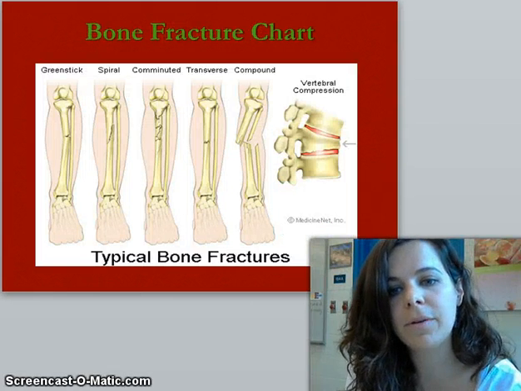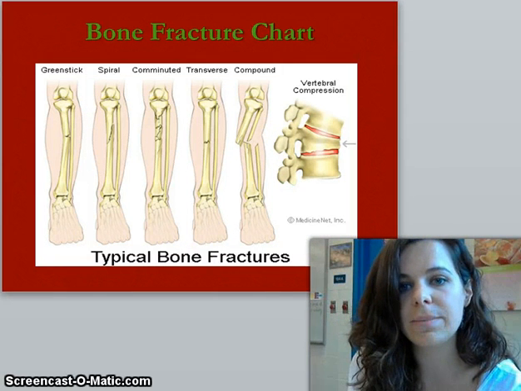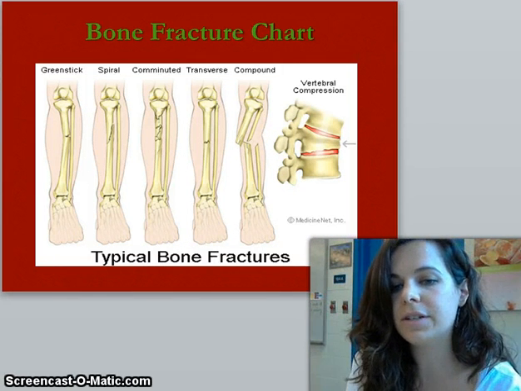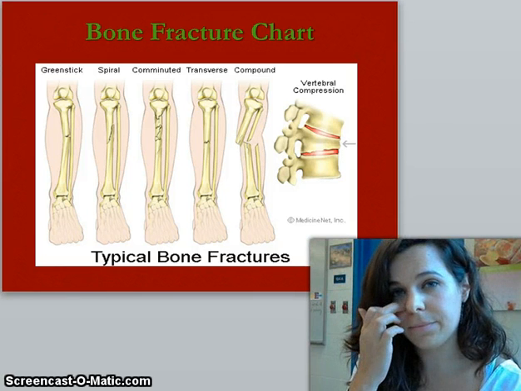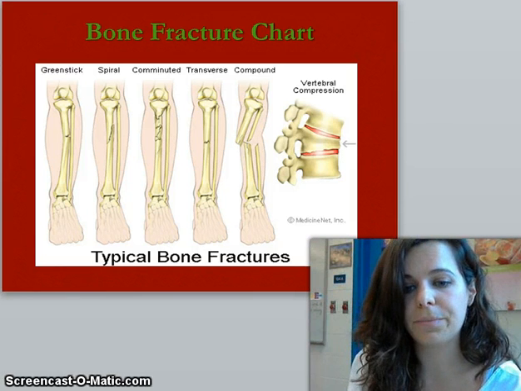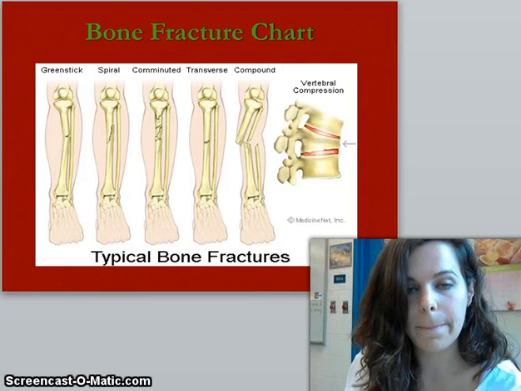And finally, you can review this in your book, but these are the different types of fractures, more specifically, that you can have, and they're each caused by a different pressure or force on the bone. So you can review that chart in your book.